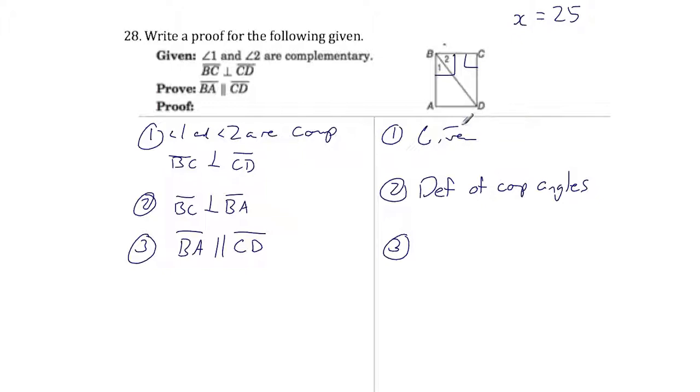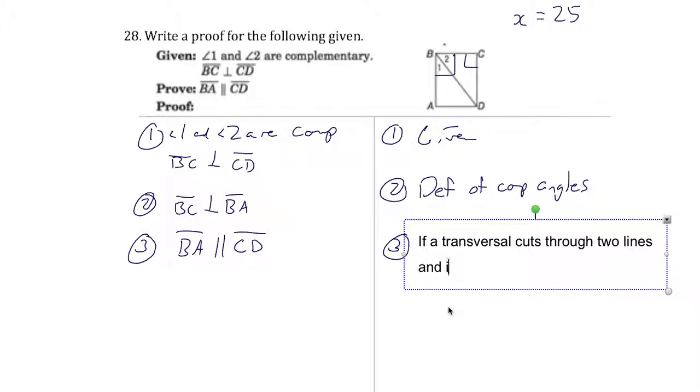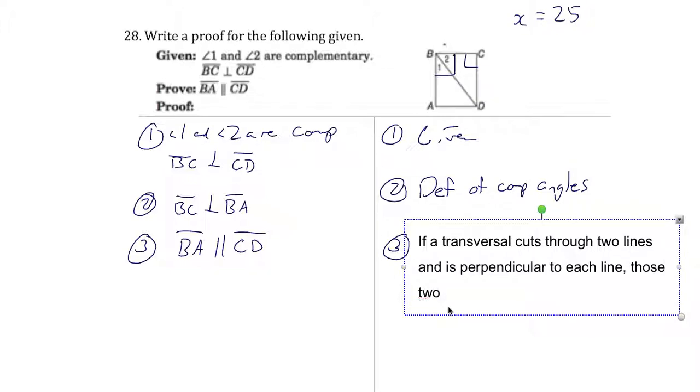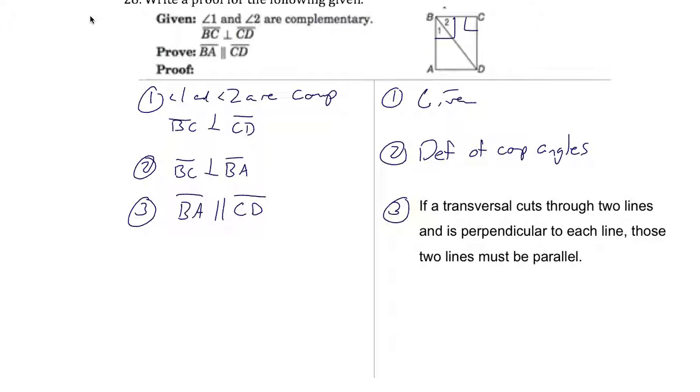And this is actually a theorem we looked at, where if we have a transversal through two perpendicular lines, those lines must be parallel. So if you don't remember the name of that, that's fine. We can just say what I just said. So if a transversal cuts through two lines and is perpendicular to each line, those two lines must be parallel. Again, probably a little bit wordy there, so if you remember the theorem name, that's great. But if you just want to put that down, that works. So that's the proof. Those are the problems. Keep on studying.